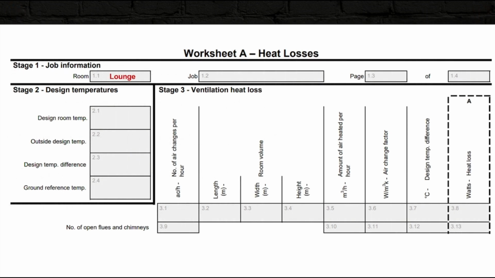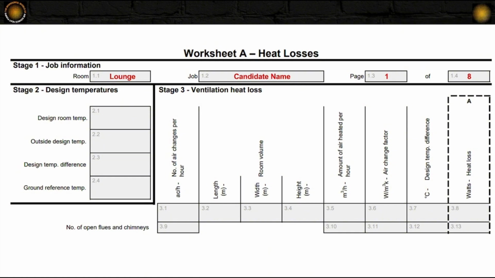We've got box 1.1, we are going to calculate the energy loss for the lounge. The job would just be the customer's name or your own name. This is page number 1. And it would be page number 1 of 8 if we were doing each of the individual rooms, but for the sake of speed, we are just going to concentrate on the lounge. So stage 1, very easy, job done.